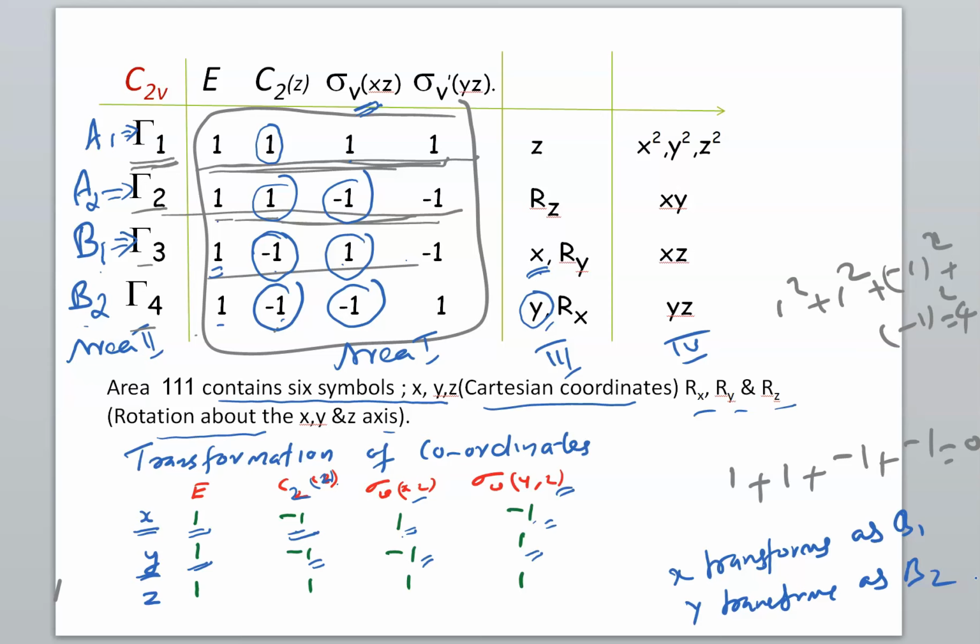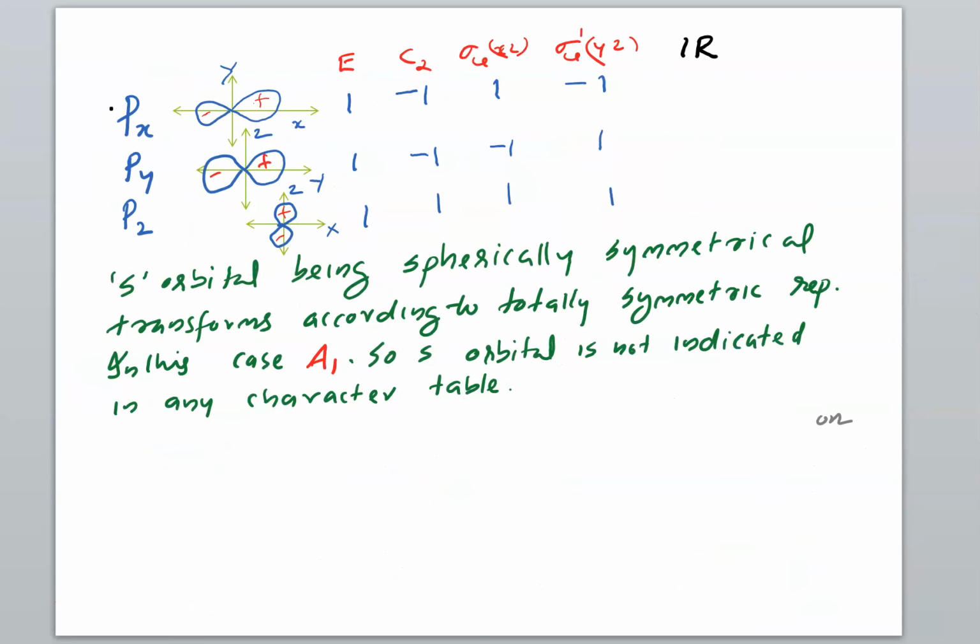Next we consider the z coordinate. For the z coordinate, E no change, 1. C2z no change. Sigma v xz no change. Sigma v yz no change. All the characters are 1. Therefore this is a totally symmetric representation. So its basis is z, or we can say z transforms as A1. That is area 2. And also this xyz represents px, py, pz orbitals.